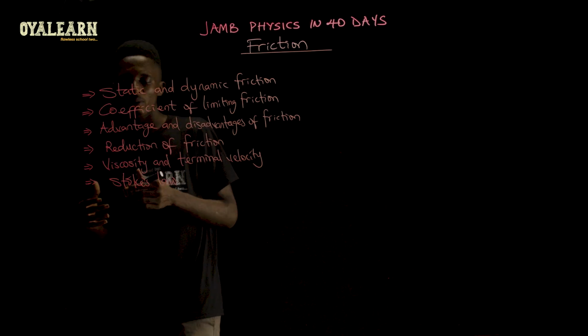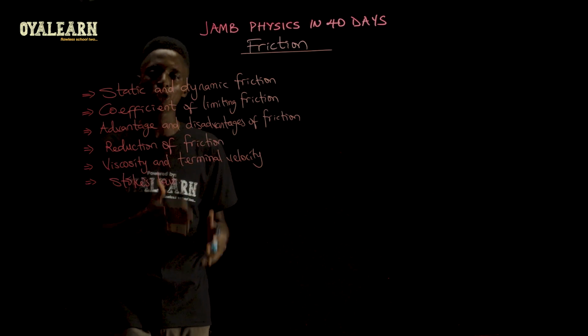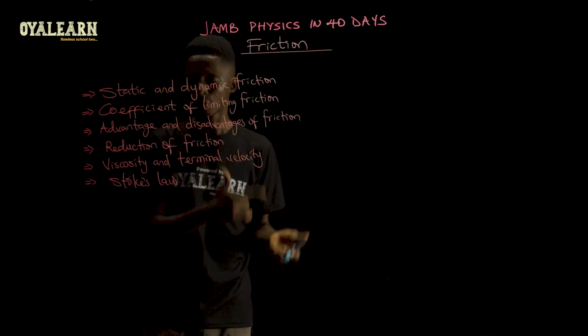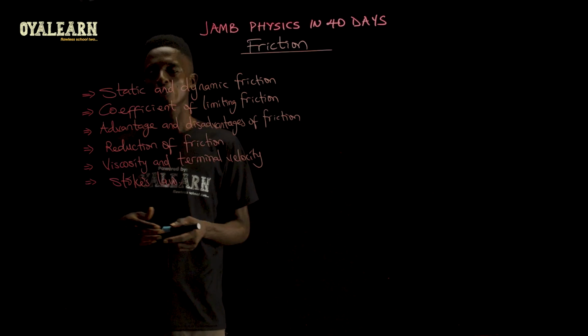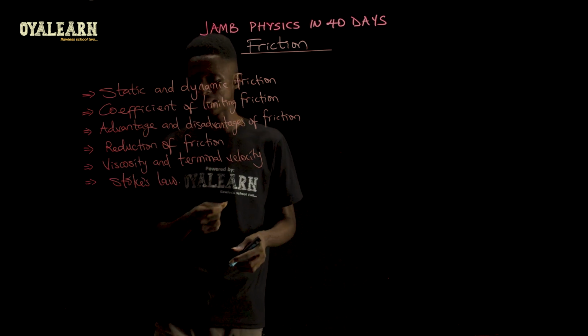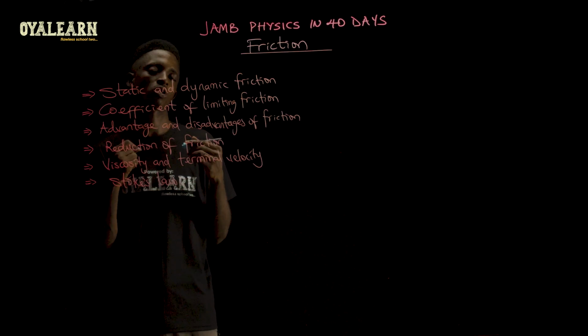Jamb also expect that you should be able to mention the different measures by which you can reduce the effect of friction or the action of friction on an object or a body. They also expect that you should be able to define viscosity and terminal velocity. And finally, they expect you to be able to apply the Stokes law.